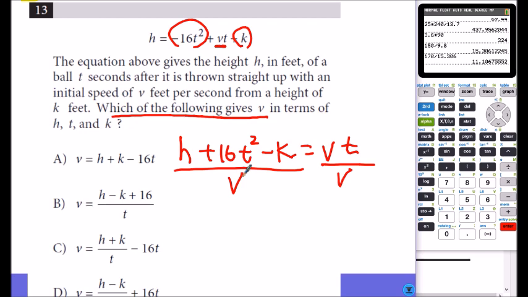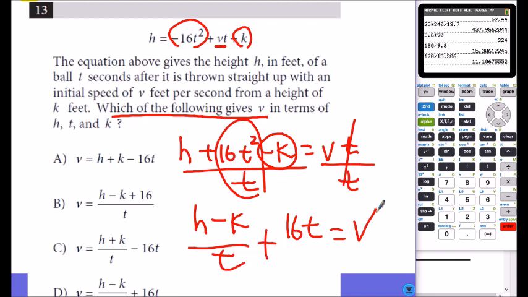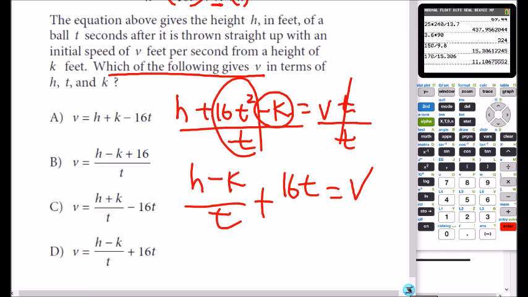Now we're looking for v, so you divide by t from all the terms. So you get h over t, but here you can simplify these two by putting t squared divided by t is 16t. And here it's still h minus k over t, and add it with 16t is v. So which one is it? It must be one of the last two. It's minus, so it is D, h minus k.